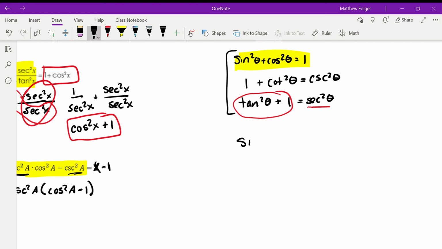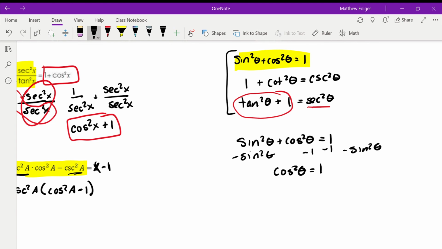So let's rewrite this. If I want cosine squared a minus 1, I need to subtract the 1 over. But then I'm going to have nothing on the other side. So I also need to move sine squared theta over here. So what I end up with is cosine squared theta minus 1 equals negative sine squared theta. So rearranging this, cosine squared theta minus 1 is actually negative sine squared theta. So let's write that over.